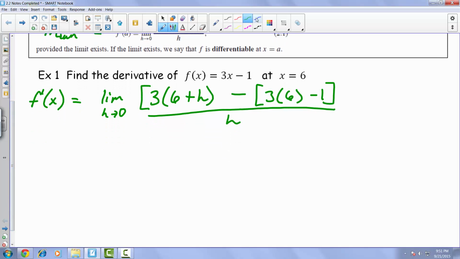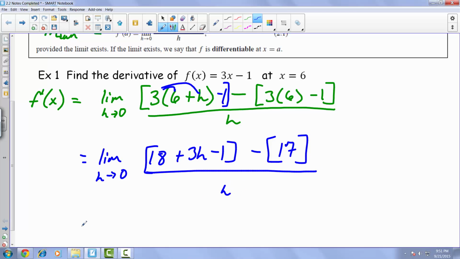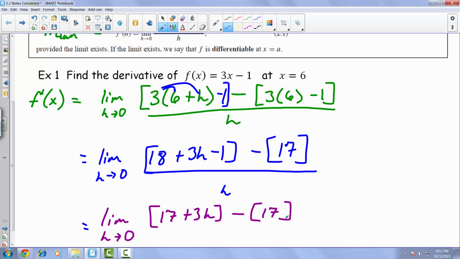Going ahead and distributing onto this guy, we end up then with the limit as h goes to 0 of 18 plus 3h, and this should also have a minus 1, minus 3 times 6 is 18, minus 1 gives us 17, all over h. Simplifying this further, we end up then with the limit as h goes to 0 of 17 plus 3h minus 17, all over h.